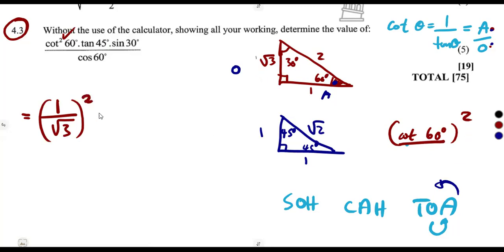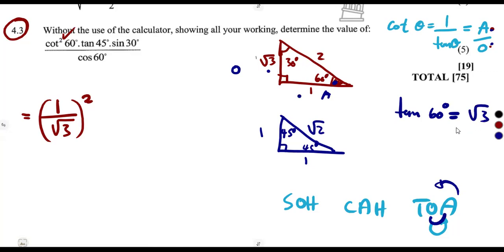Cot 60 squared. Or you're going to find tan, because you know that is the reciprocal, 1 over tan. You're going to find tan 60. What is the ratio of tan? Opposite over adjacent, which is the square root of 3. So cot becomes 1 over tan. The answer that you got, 1 over what? Square root of 3. Just like that. All right.